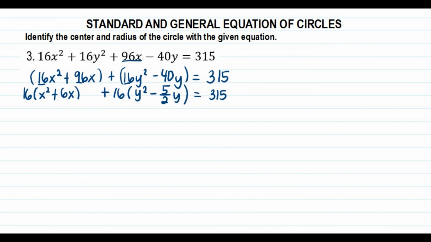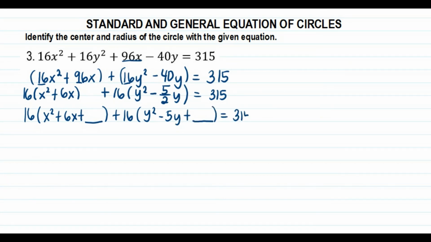So, we can now use the completing the squares. Ganito ang gumamit ng completing the squares niya. X squared plus 6x plus blank plus 16 times y squared minus 5y plus blank equals 315 plus 16 times blank plus 16 times blank. Why? Kasi meron tayong 16. So, para ma-equate din natin, lalagyan natin yung 16. Kung ano yung dinagdag natin, idadagdag natin sa completing the squares.